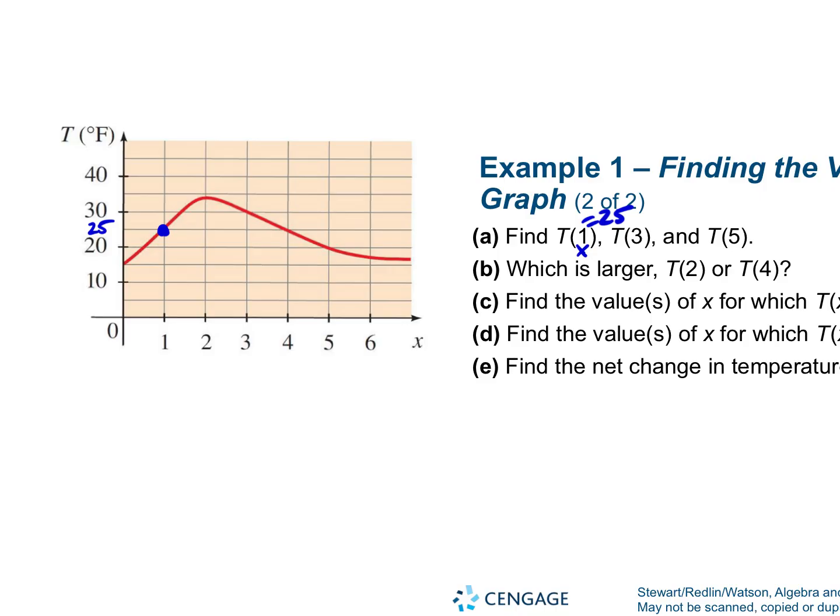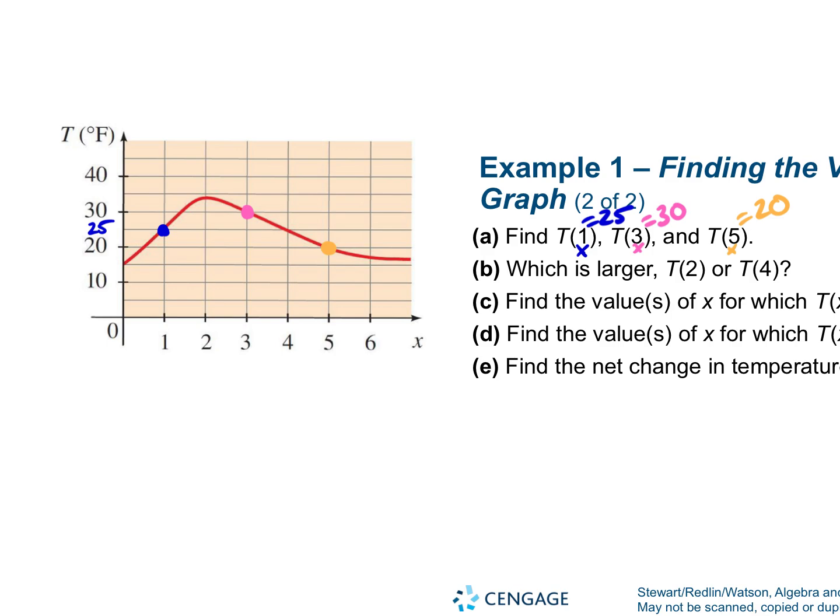T of 3, we're looking for where our x value is 3. So we're going to go to our graph at 3. We'll jump up to here. What's our y value that we're talking about? 30. Perfect. And then t of 5, we're going to go to where x is 5. So we're talking about this point on our graph. What is our y value? 20.